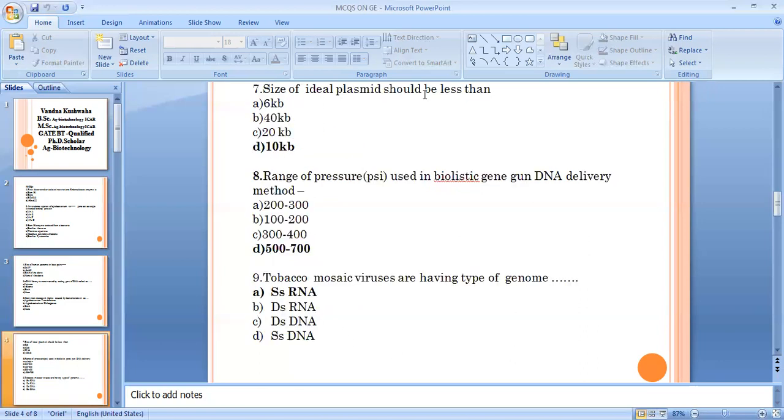Size of the ideal plasmid should be less than. Your options are 6 kb, 40 kb, 20 kb, 10 kb. So right answer will be here 10 kb. Next question is going to you.